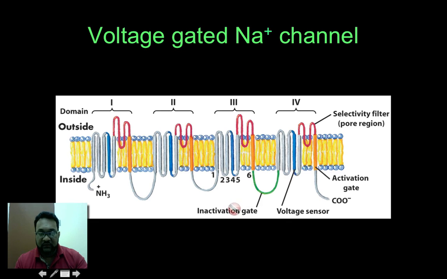But for the inactivation gate, you have to be very careful. The inactivation gate, which is in green, is only this segment here. And this segment joins domain 3 with domain 4. It's not found in the other parts. So the inactivation gate only comprises the segment that joins domain 3 to domain 4. So be careful about that. The voltage sensor, the activation gate, and the selectivity filter, each of the domains contributes to those, except for the inactivation gate, which is the segment between domain 3 and domain 4.